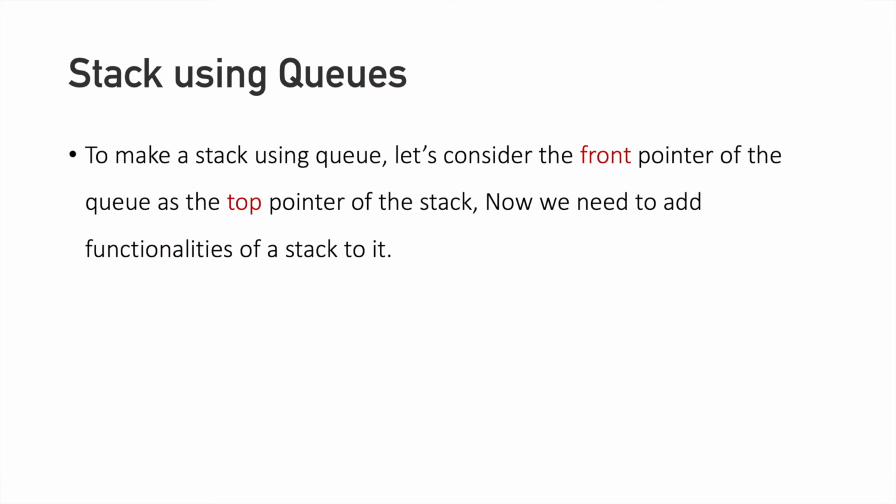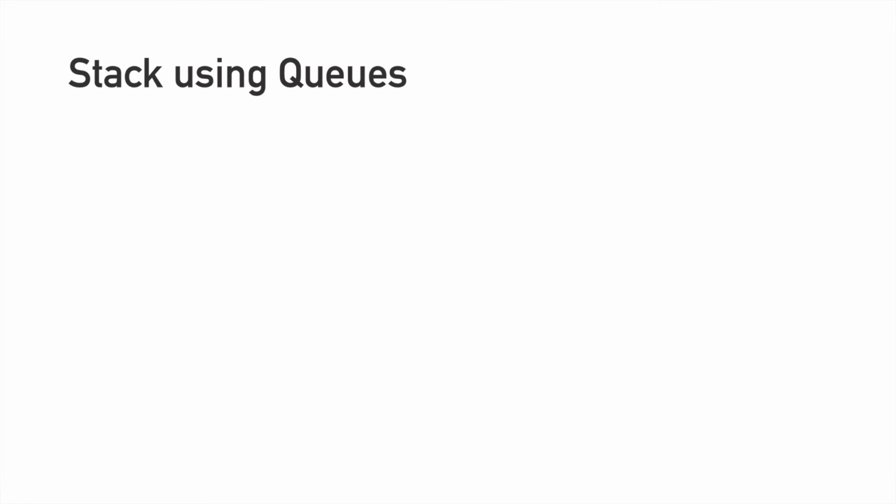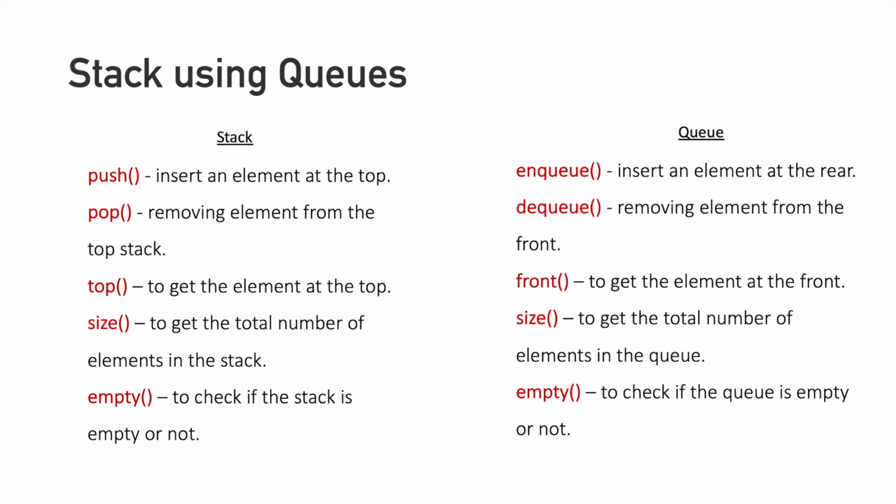Now to make a stack using queue, let's consider the front pointer of the queue as the top pointer of the stack. And now all we need to do is add functionalities of a stack data structure to our queue data structure. So let's list down their functionalities side by side to compare what all functions are same in both the data structures and what functions we will have to implement to create a stack using queue.